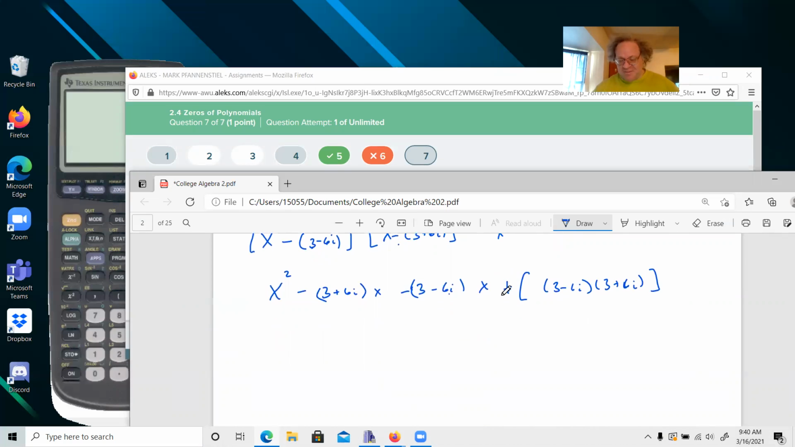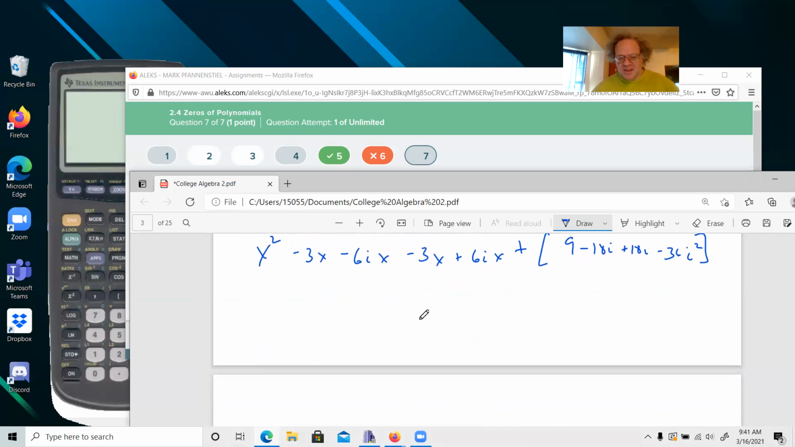Now we have some distributing to do. So we have some x squareds. We have a minus 3x minus 6ix, minus another 3x. Minus times a minus is a plus 6ix. Plus, and I'm just going to leave this in the middle for a moment, we have 3 times 3, that's 9. We have a minus 18i, that's my inner part. We have a plus 18i, that's my outer part. And then we have a minus 36, right? 6 times 6, 36i squared.